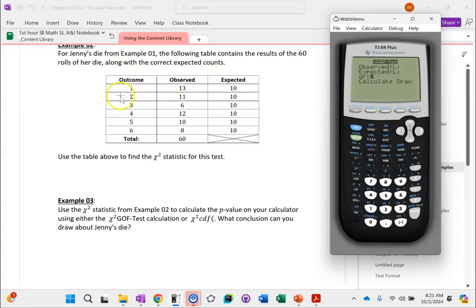It's the number of categories minus 1. So think about it this way. I have a choice here. That's 1 degree of freedom. I have a choice there. I have a choice there. I have a choice there. I have a choice there.